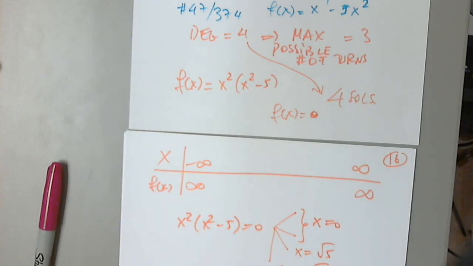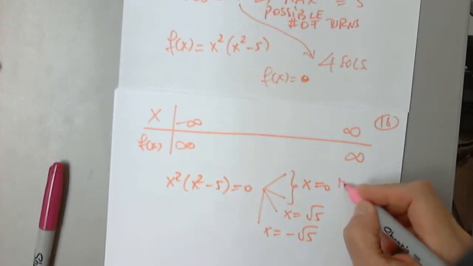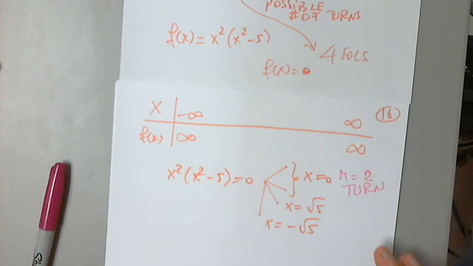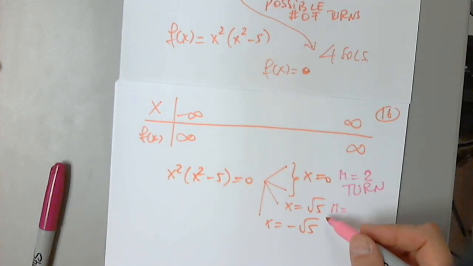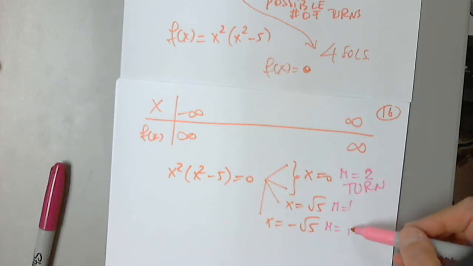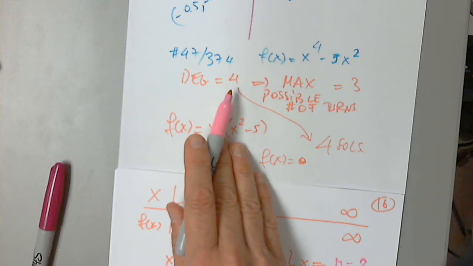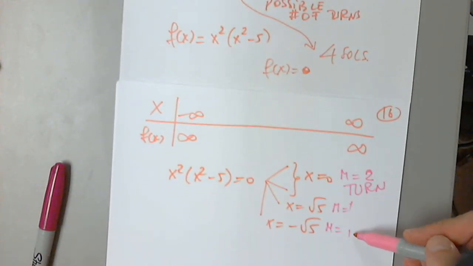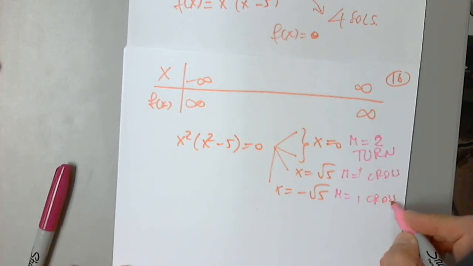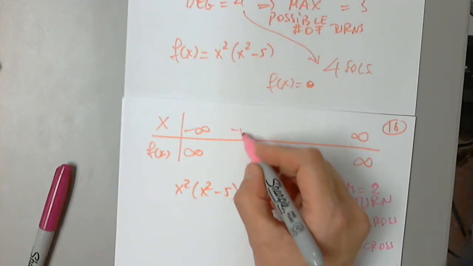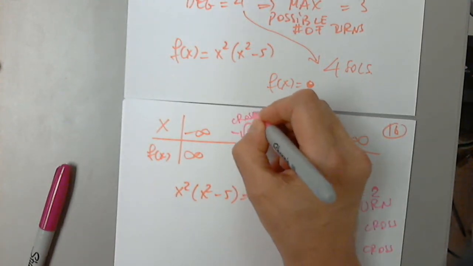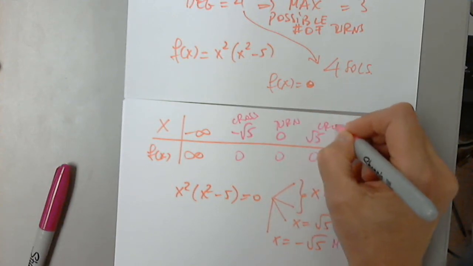Very good. So what is the multiplicity of 0? 2. Which means a turn. What is the multiplicity for the square root of 5? 1. And the multiplicity for the negative square root of 5? 1. 2 plus 1 plus 1 has to equal the degree. 2 plus 1 plus 1, 4. This is a cross, and this is a cross, and this is a turn. So negative the square root of 5, 0, 0, 0, and the square root of 5, 0: cross, turn, cross.